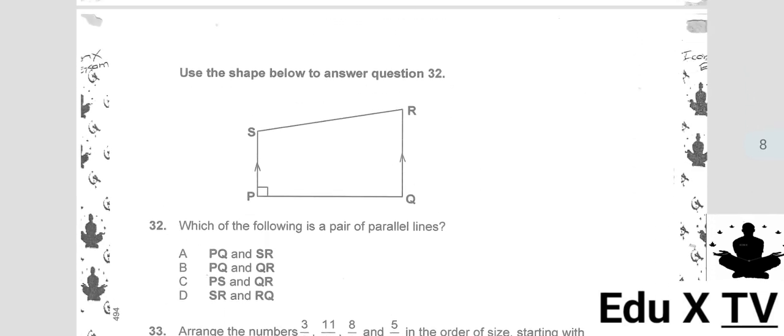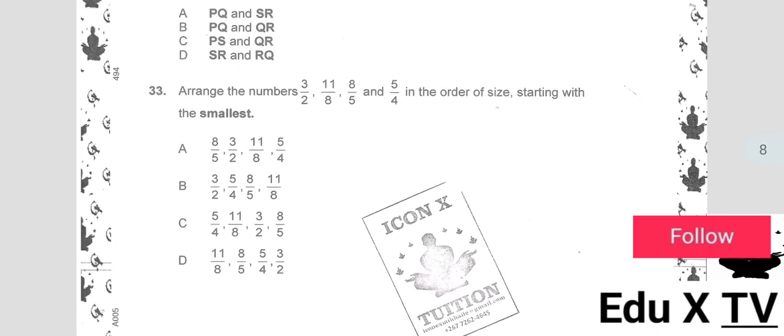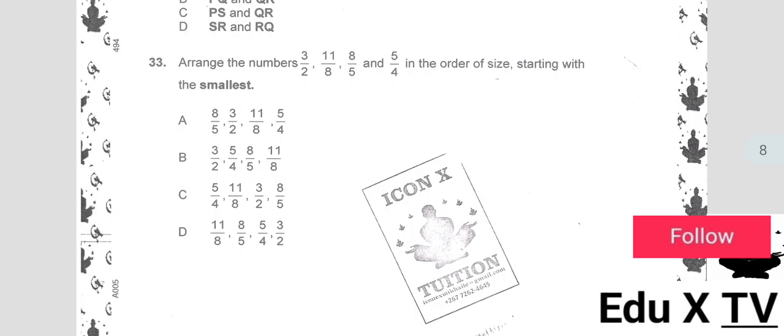Use the shape below to answer question 32. Number 32. Which of the following is a pair of parallel lines? The answer is C. Number 33. Arrange the numbers 3 over 2, 11 over 8, 8 over 5, and 5 over 4 in order of size starting with the smallest. The answer is C.